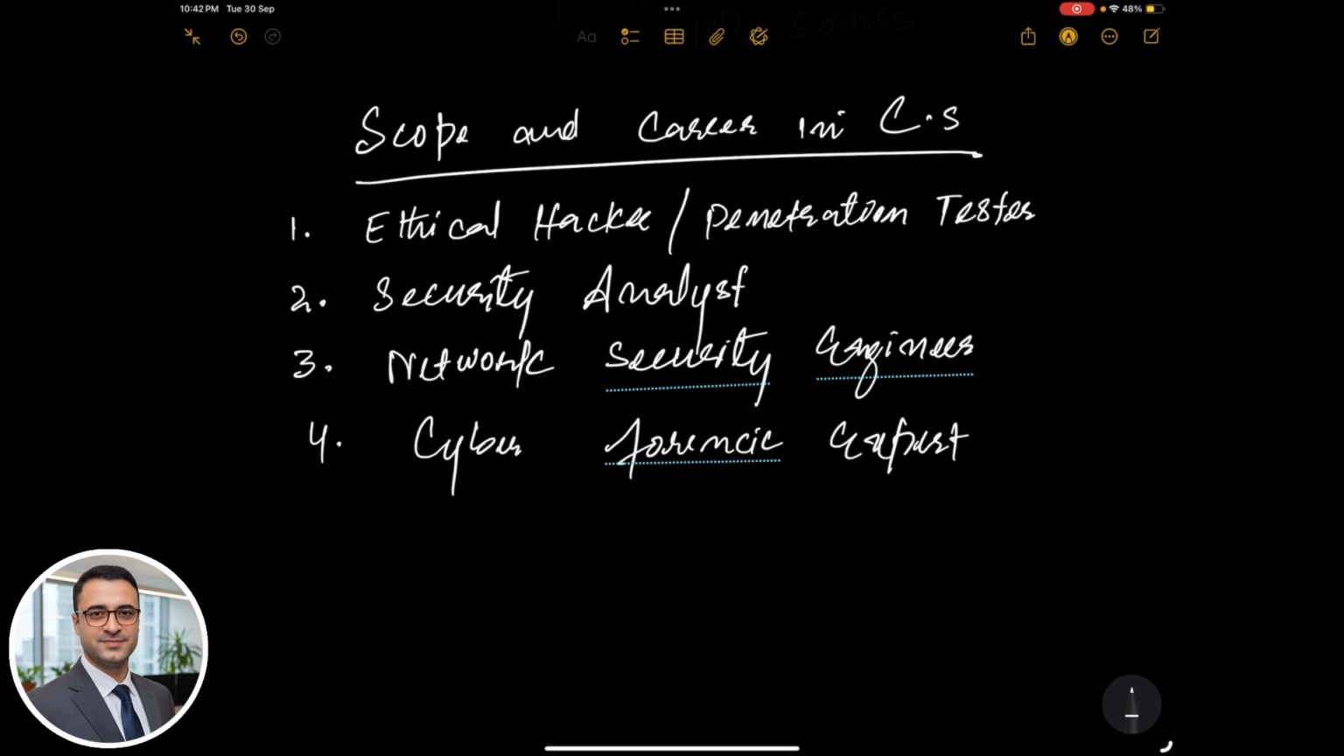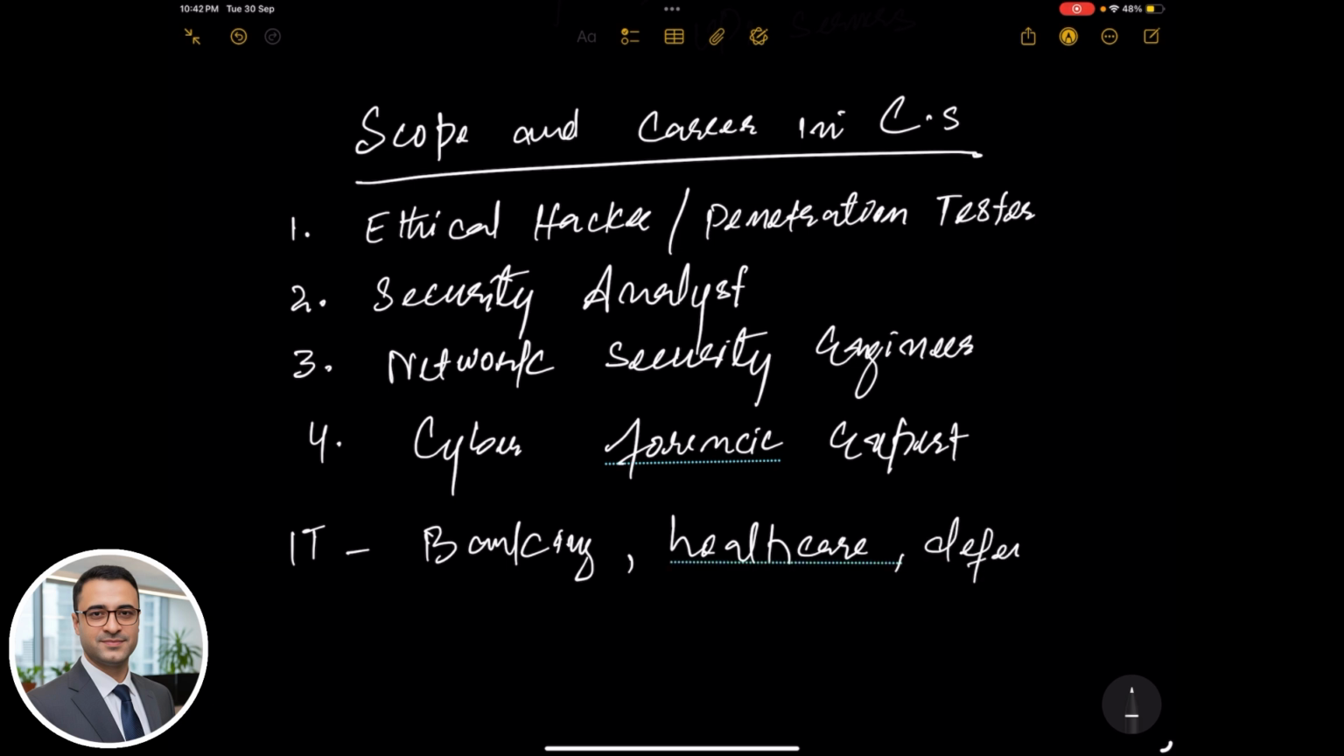And there are a number of other industries wherein you can get yourself launched. For example, in any IT industry, in the banking sector, security people are always in demand. In healthcare, we need security people as well. In defense, we need people in defense and government agencies. So the security people are always needed and they are always in demand.